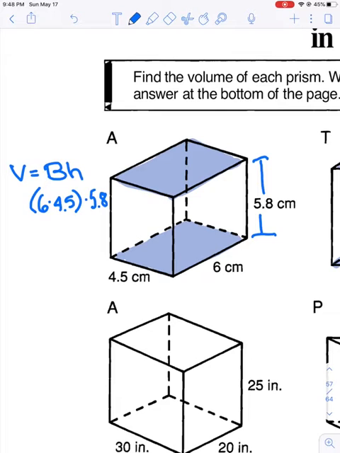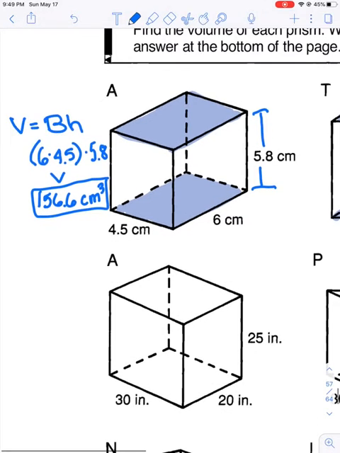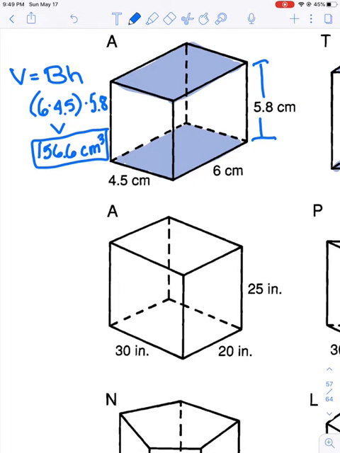Go ahead and type that into your calculator and see what you get. You can pause the video if you need more time. When I typed that into my calculator, I got 156.6. Go ahead and put units on that. Centimeters cubed. That would be the final, complete, and correct answer. Okay, let's go down the page. I'd like you to try this next one right here by yourself. Pause the video, come back when you're ready to check.